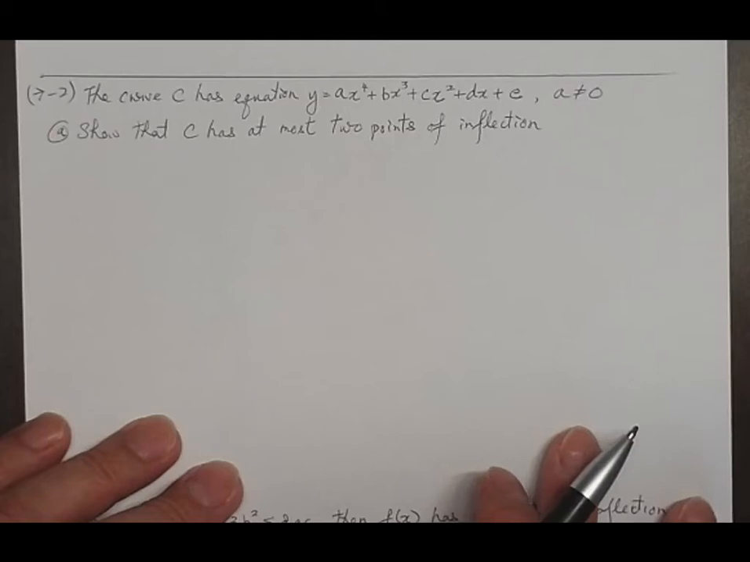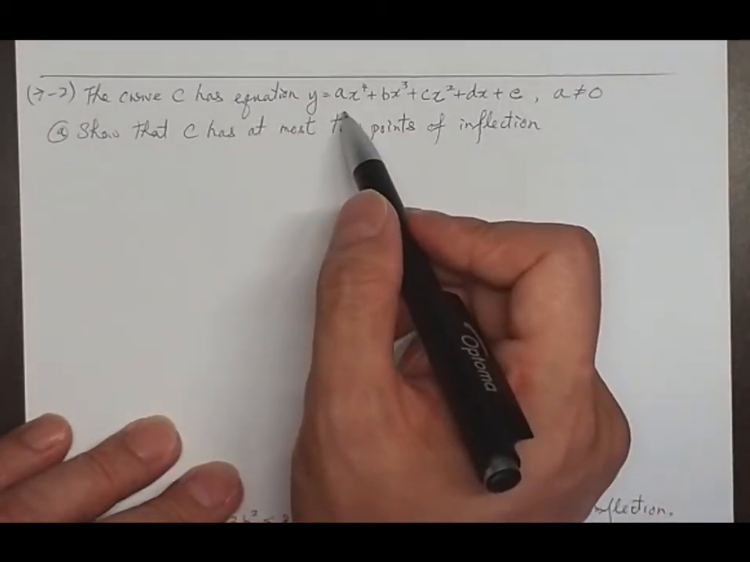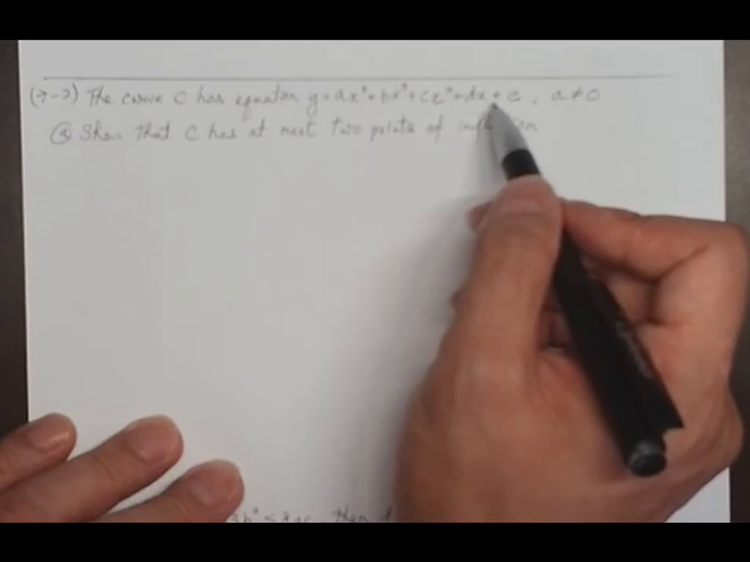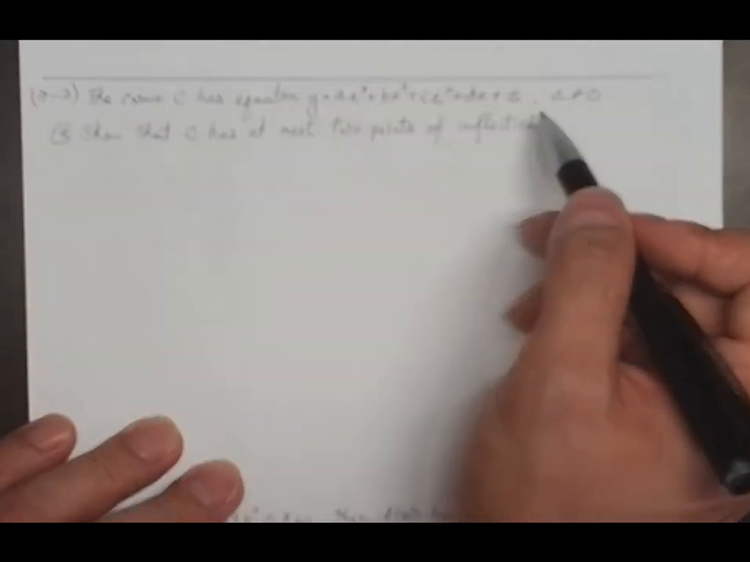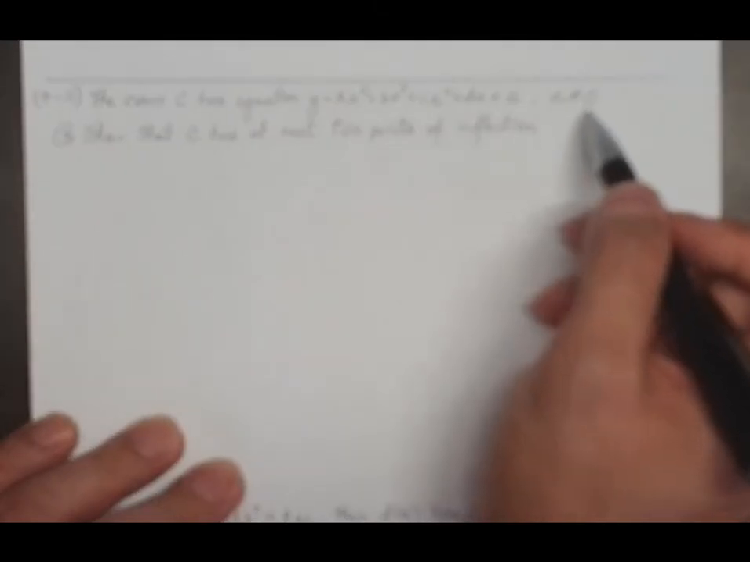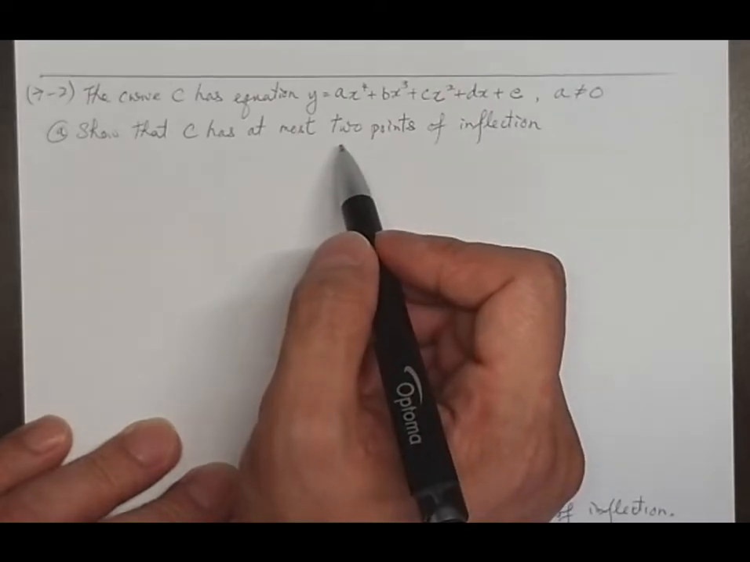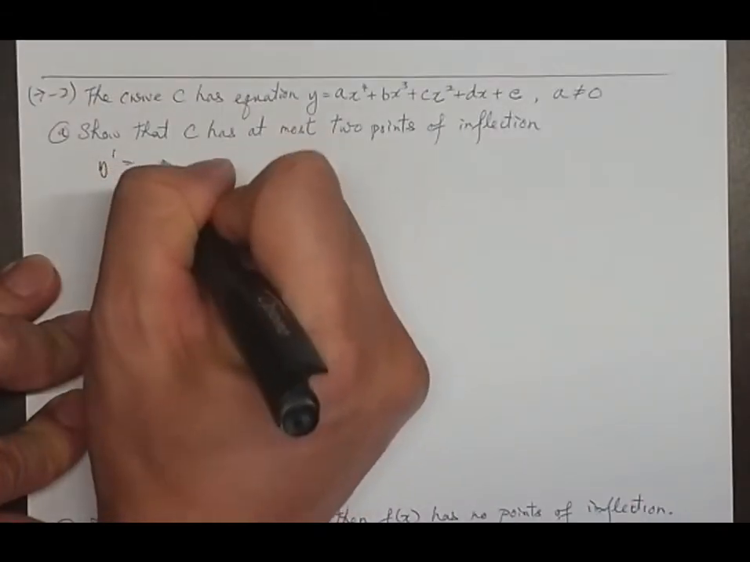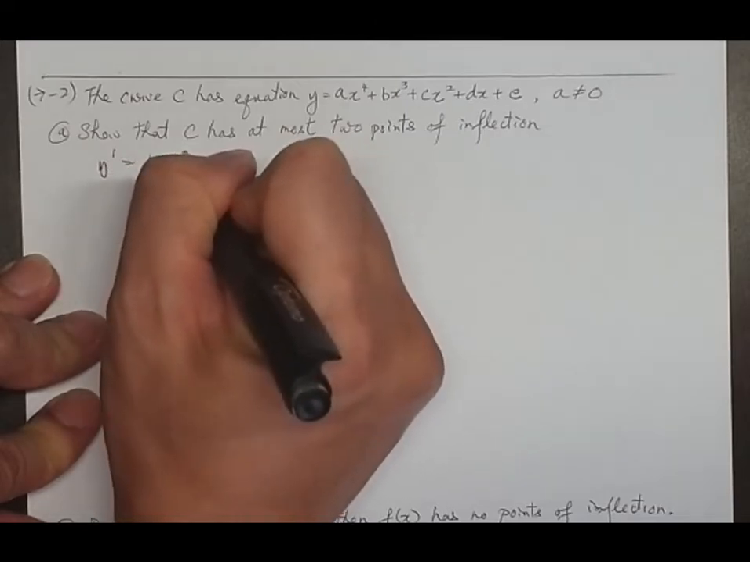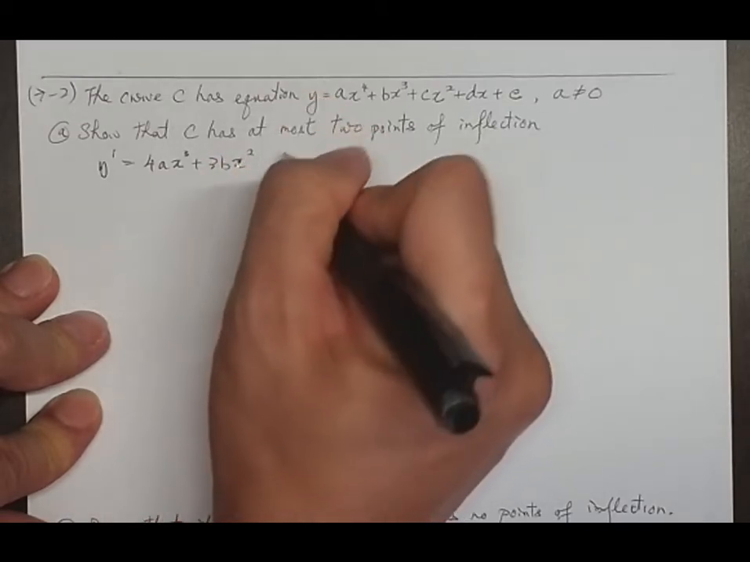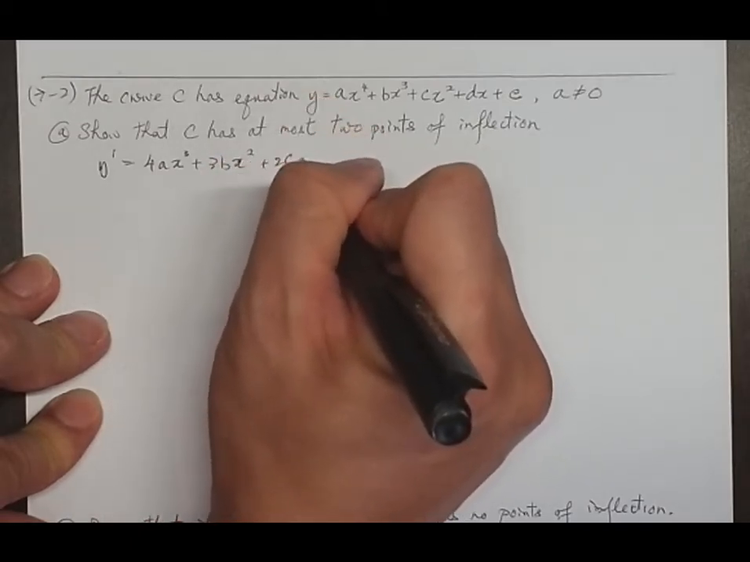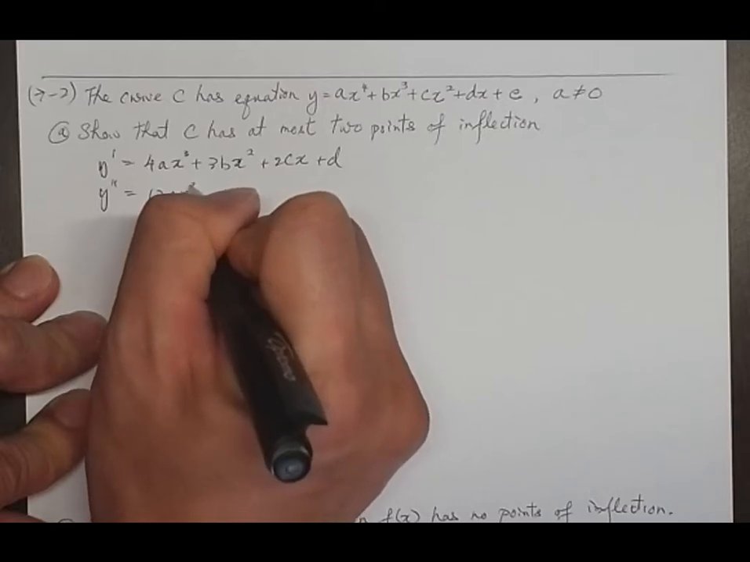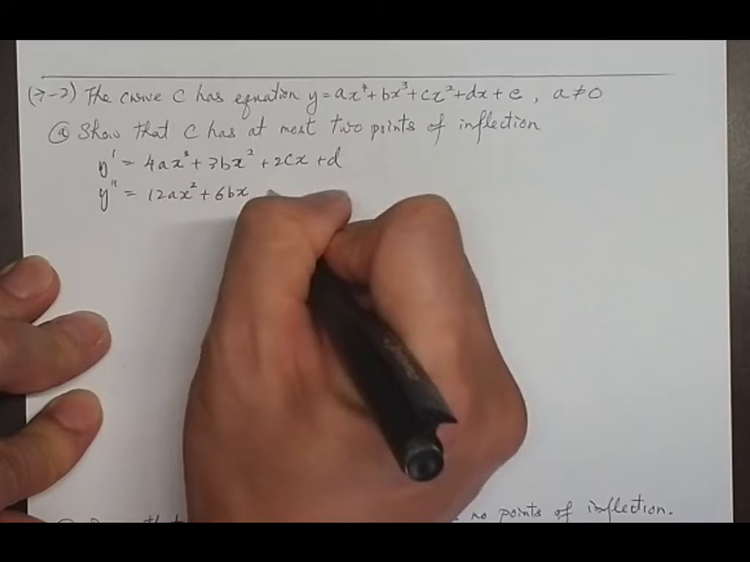And question 7.2, if the curve has the equation y equal to ax to the power 4 plus bx to the power 3 plus cx to the power 2 plus dx plus e, and a is not equal to 0, we show that the curve has at most 2 points of inflection. So we got y dash is equal to 4ax to the power 3 plus 3bx to the power 2 plus 2cx plus d. And y dash dash is equal to 12ax squared plus 6bx plus 2c.